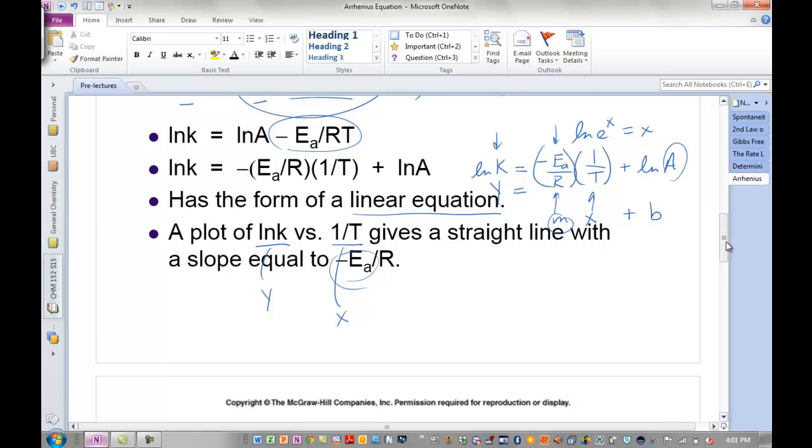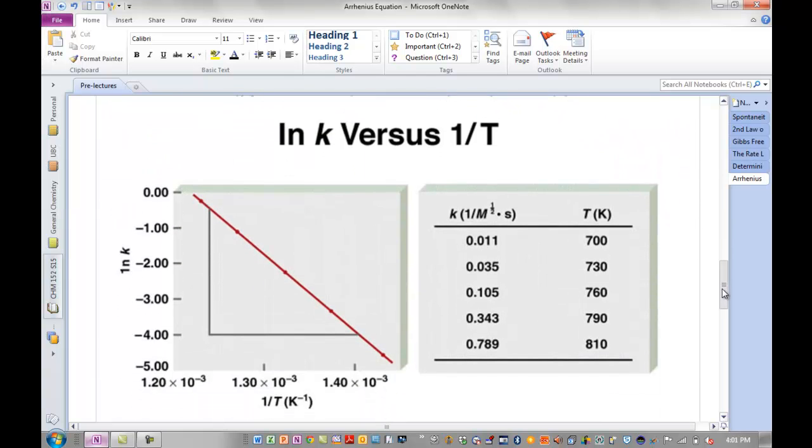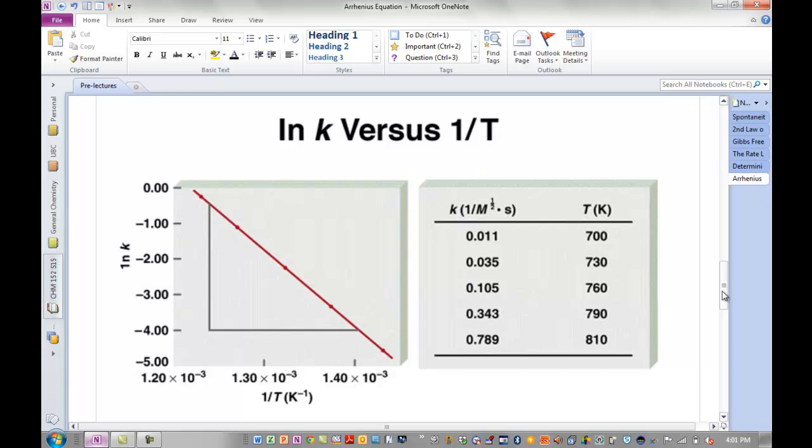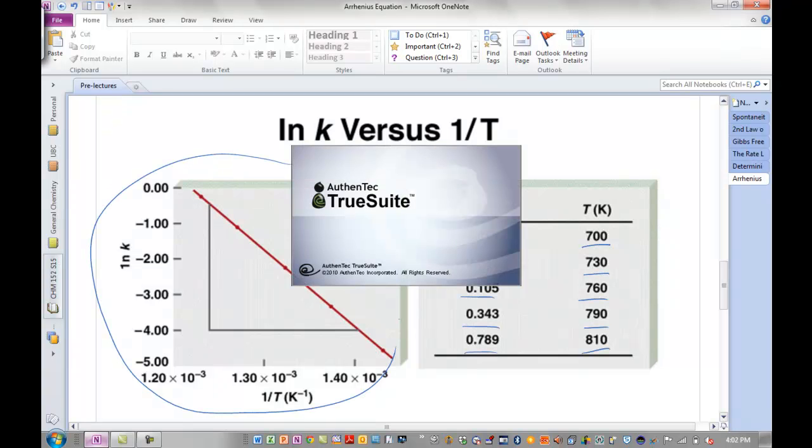All right, so let's look at a plot. So here's some data. What you would do is change the temperature for a known reaction, and then determine the rate constant at those different temperatures. Remember, the rate constant is a constant for a given reaction at a given temperature. If we change the temperature, the rate goes up, and hence the rate constant goes up. So we've run this reaction at 5 different temperatures. We've determined 5 different rate constants. Now we're going to plot that data.